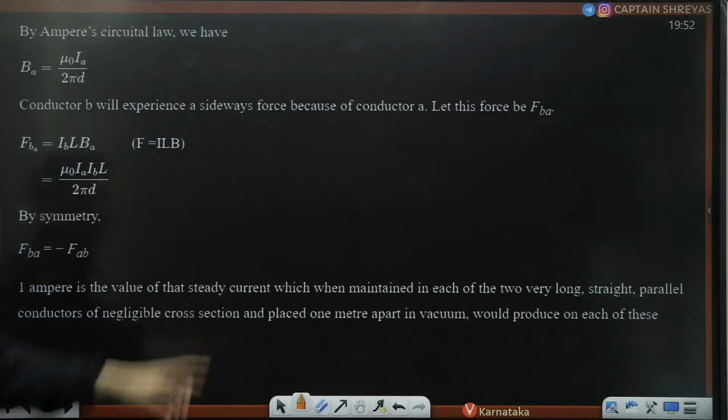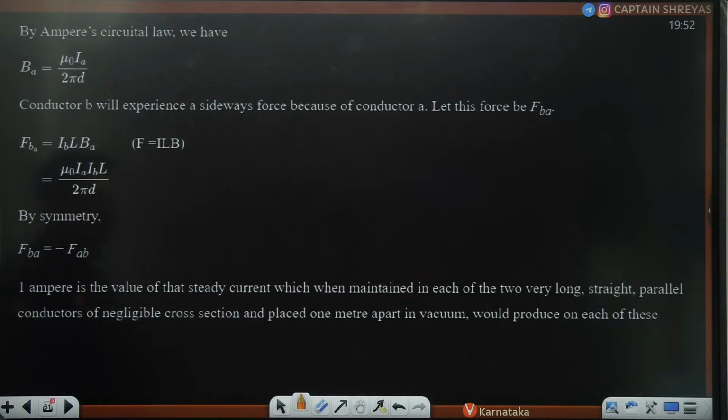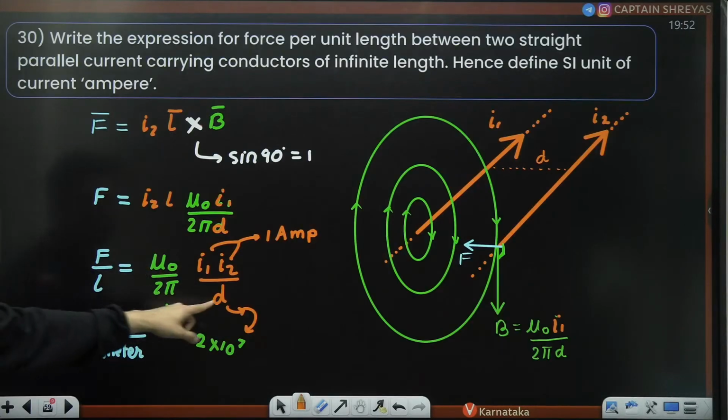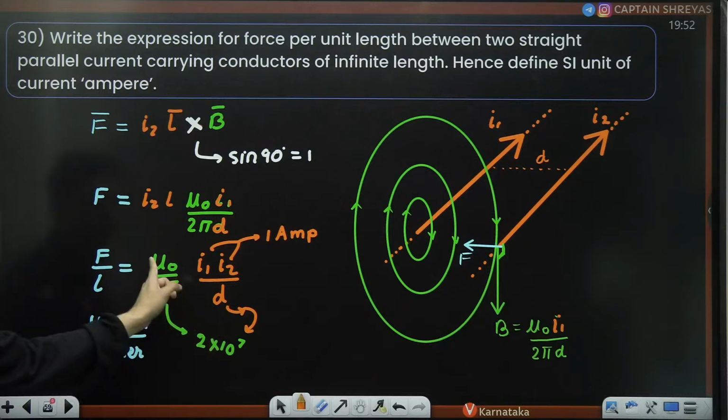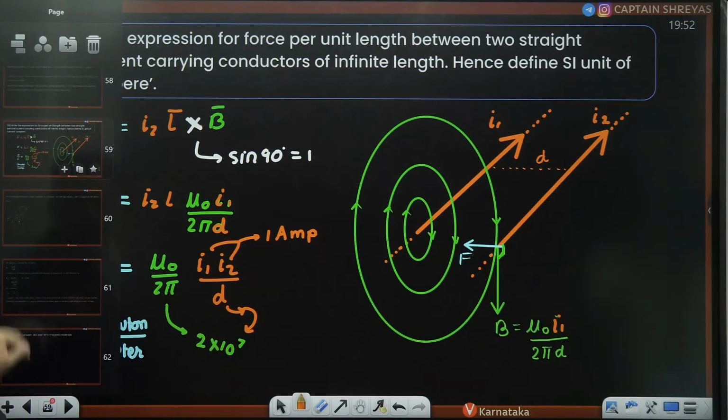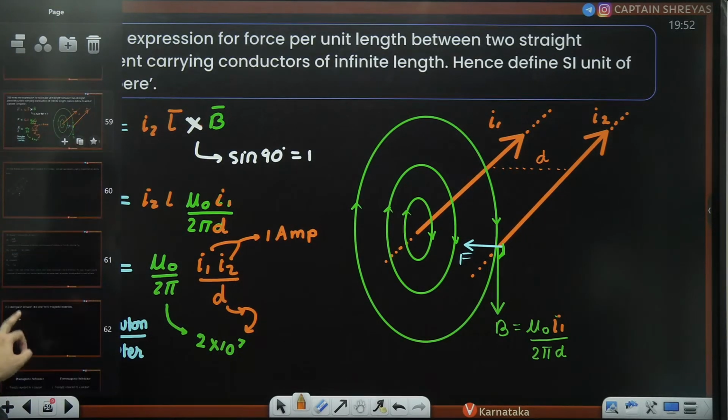So 1 ampere is that value of current which, maintained in each of two long parallel conductors placed in vacuum, produces a force of 1 Newton per meter. So put the distance in such a way that it will cancel out with this value. Force is 1 Newton per meter. So I1, I2 should be 1 ampere. That's all. Okay, everyone? Great.